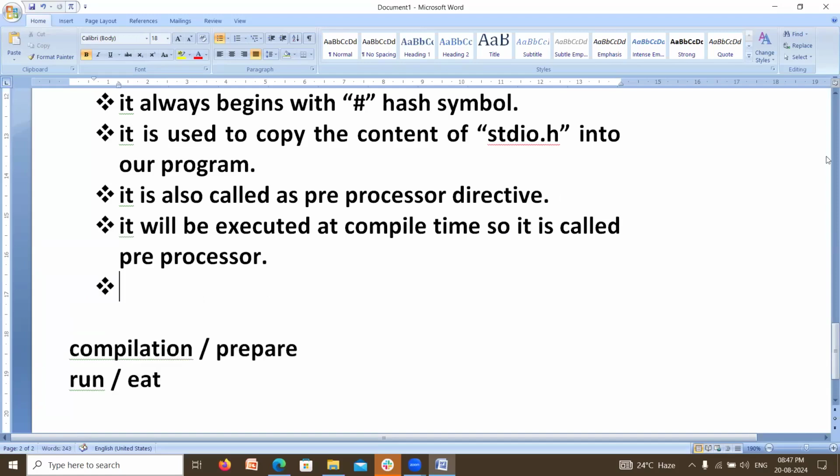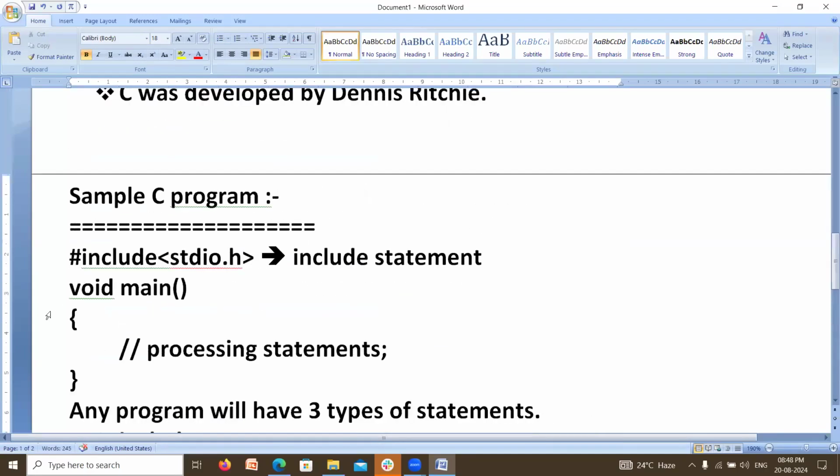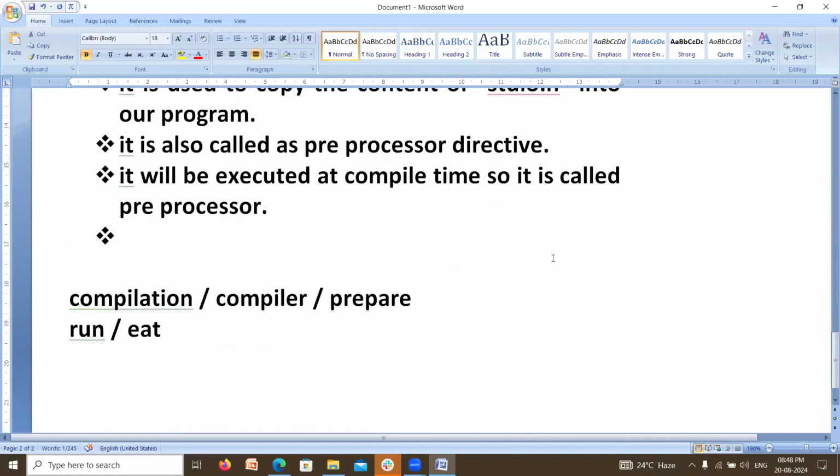Friends, who will do the compilation? Compilation will be done by a software that is called compiler. This line will give direction to compiler. So it is called directive. Preprocessor directive. Why is it called directive? It will give direction to compiler.